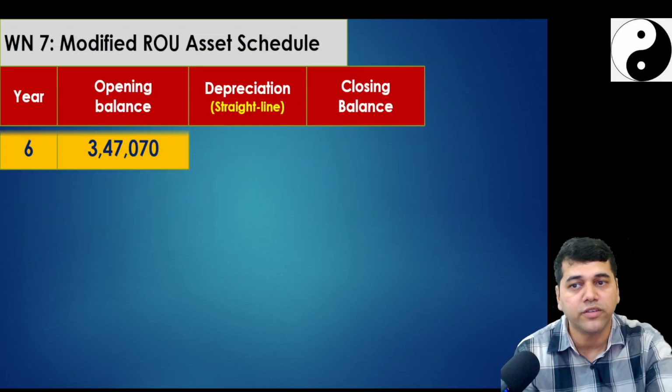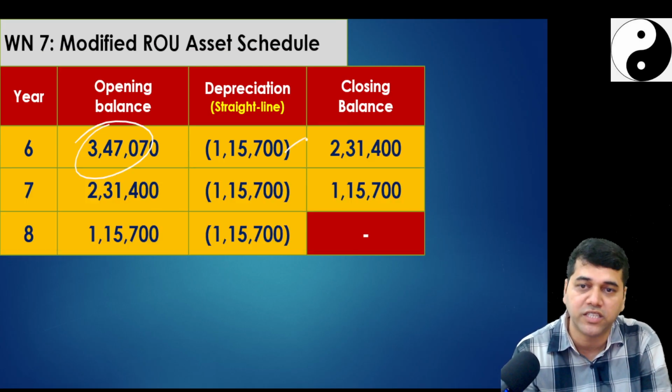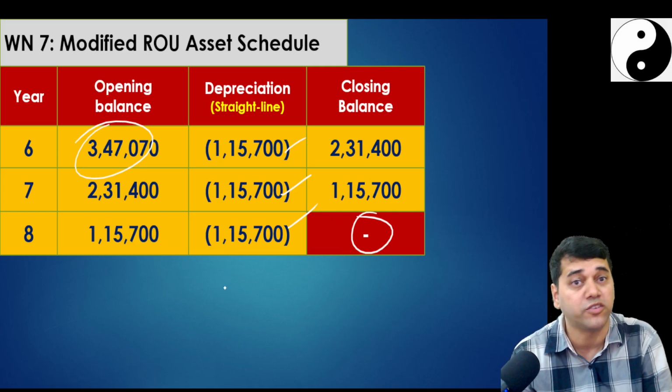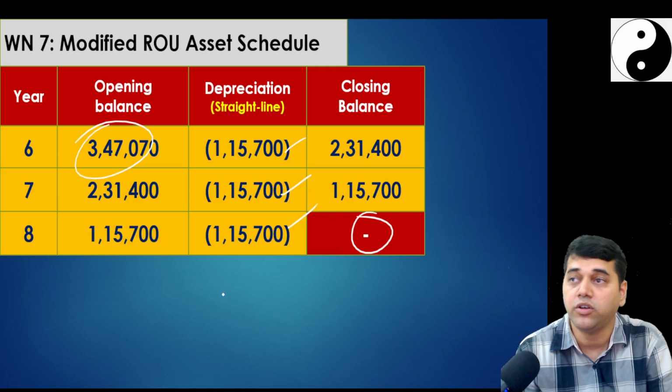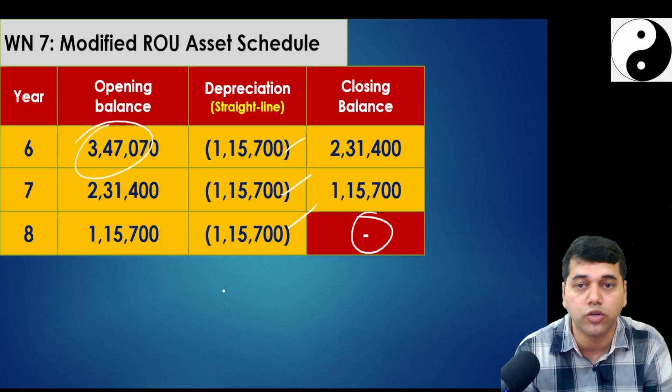Then for the ROU asset, 3,47,000 is my opening balance. Depreciation will be charged for the next 3 years. Balance is going to become 0. And why are we doing this specifically for this problem? Because in the exam they may ask me to account till end. I don't know, this question has not yet come in the exam till now. That's why I cannot tell you how it is going to come.